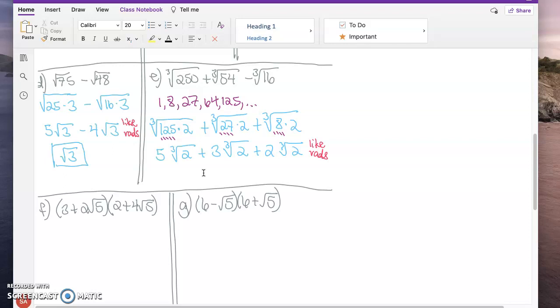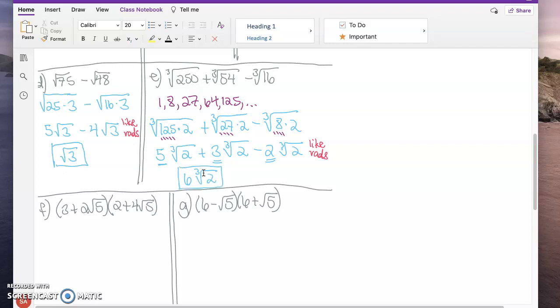So I can add the coefficients. 5 plus 3 plus 2. Oops, I changed a plus to a minus, a minus to a plus, didn't I? Let me fix this, sorry. This should be a minus. You've probably been screaming at me the whole time. So we're doing 5 plus 3 minus 2. So that's going to be 6. 5 plus 3 minus 2. And remember, the root stays the same. Nothing happens to it. Okay?